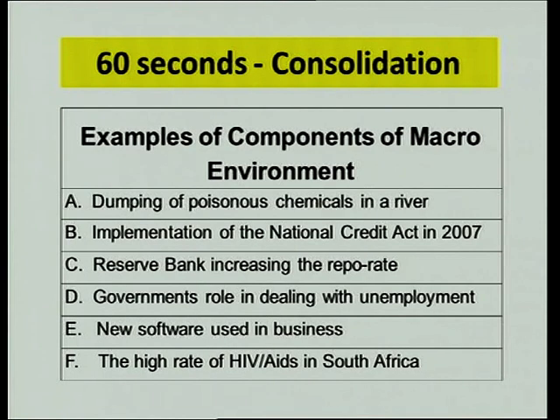Brilliant. Do we have all the answers? I don't have an answer for B. I wonder why you skipped B. Because through the process of elimination, you should know that there's only one component still left. I wonder if you can give me that so that we can get 100% correct answers. Am I going to get that answer? It's not coming through. Implementation of the National Credit Act in 2007. It is, of course, the legal environment.